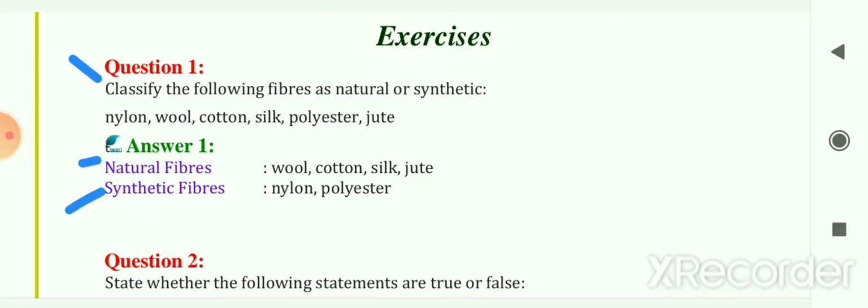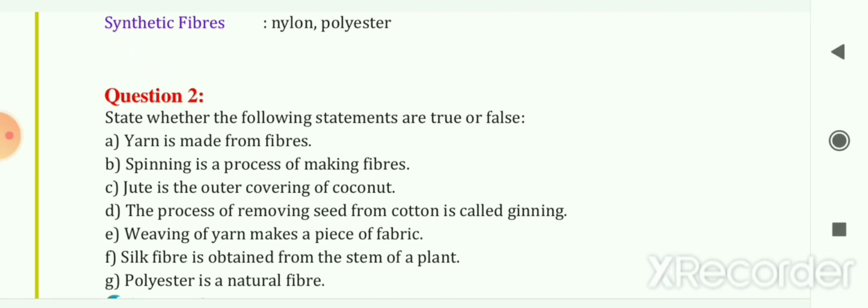Starting from nylon, nylon is a synthetic fiber. Then wool is a natural fiber. The next is cotton, a natural fiber. Next is silk, which is also a natural fiber. Next is polyester, a synthetic fiber. And the last one is jute, a natural fiber. So here the answer is given to you.